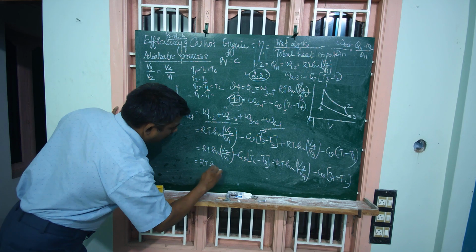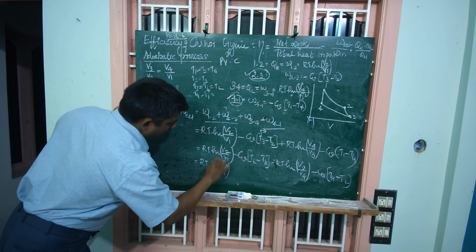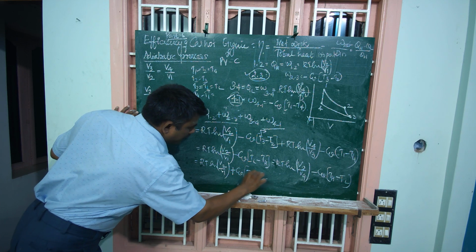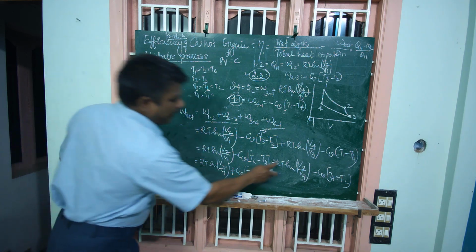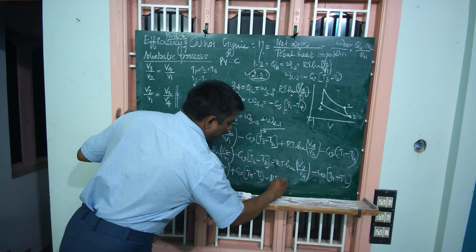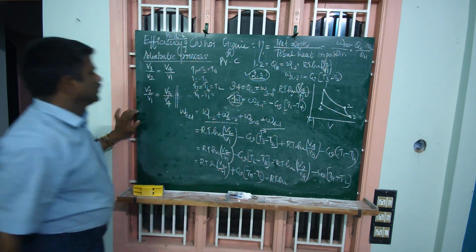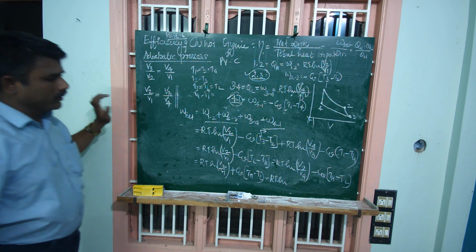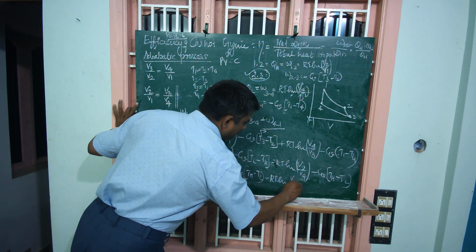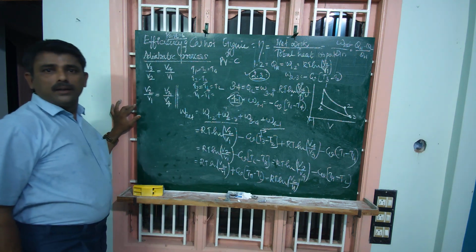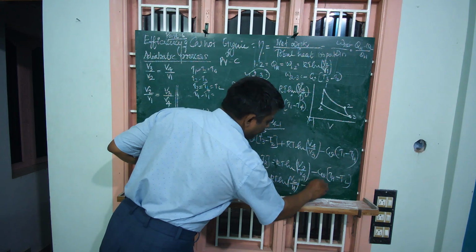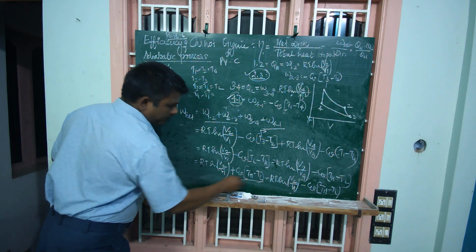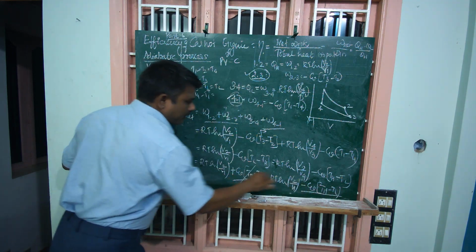RT ln V2 by V1, this minus sign gets changed, plus CV into (TH minus TL), minus RT ln V3 by V4. Listen, V3 by V4 is nothing but V2 by V1. Clear? Next, minus CV into (TH minus TL). Both are same, plus minus, so this term gets cancelled.